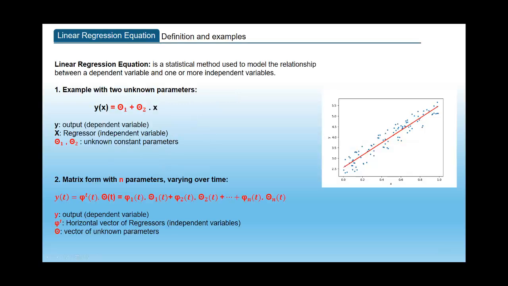Imagine a scatter plot of data points where each point represents a pair of values of x and y. A regression analysis helps us find the best fitting line through these points, known as the regression line. The equation of this line is the regression equation. While simple linear regression with one independent variable can be visualized, regression models with multiple independent variables cannot be easily plotted. However, the underlying principle remains the same, which is finding the best fitting relationship between variables.